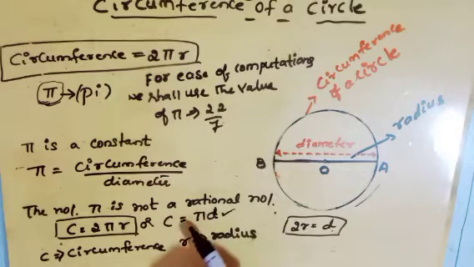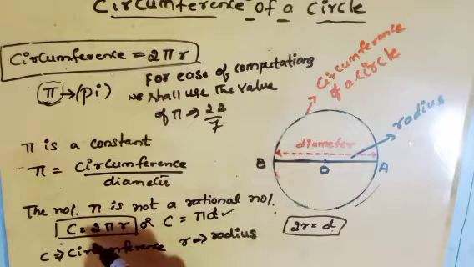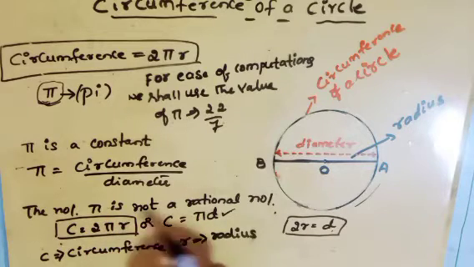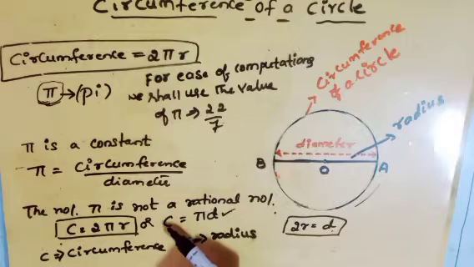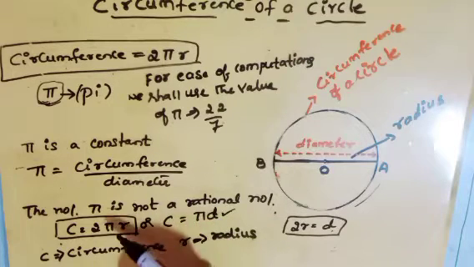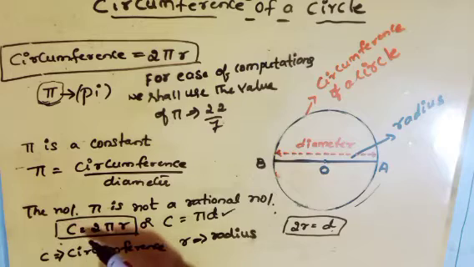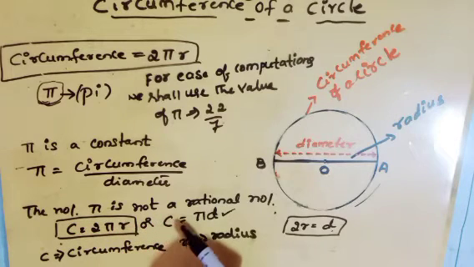We get C equals pi d because 2r equals d. That means 2 times the radius equals diameter. When diameter is given, to find the circumference, we use the formula C equals pi d. By using these formulas, that is C equals 2 pi r or C equals pi d, we are going to solve worksheet 5.